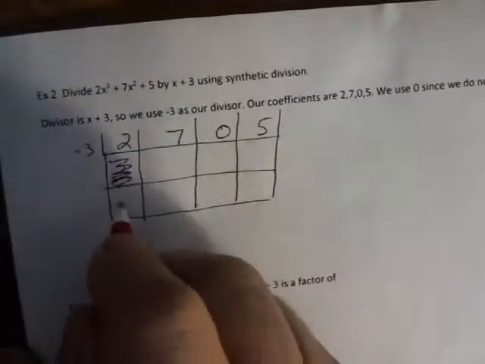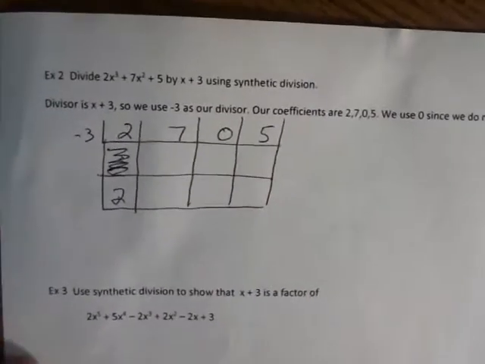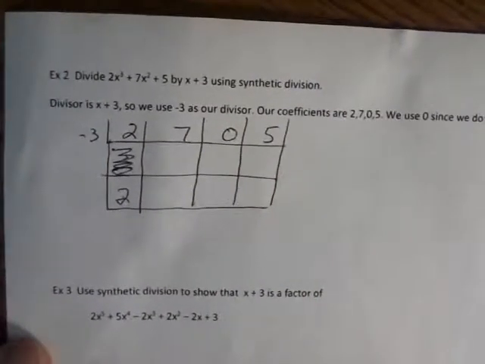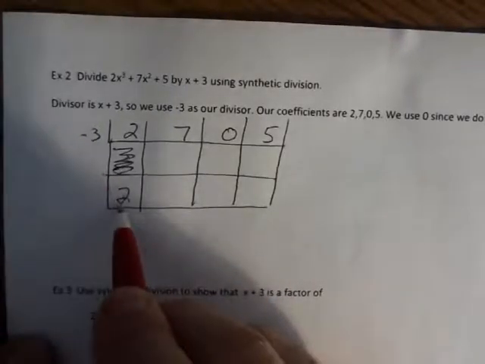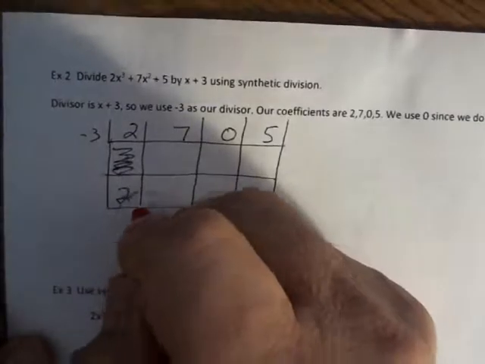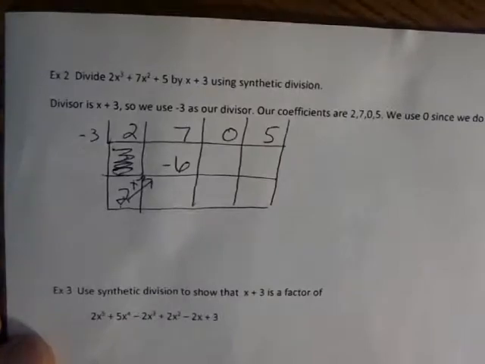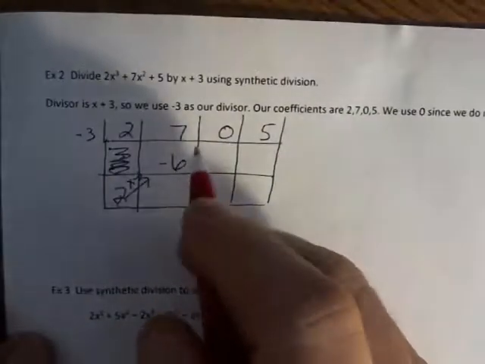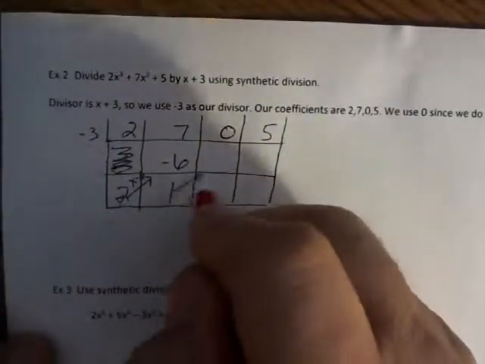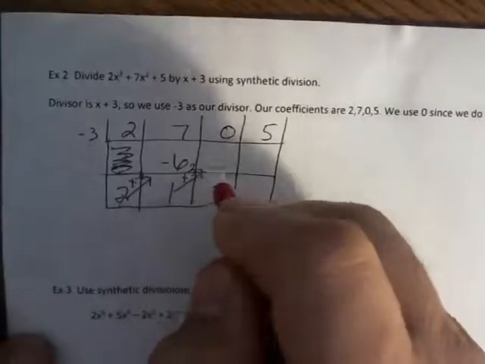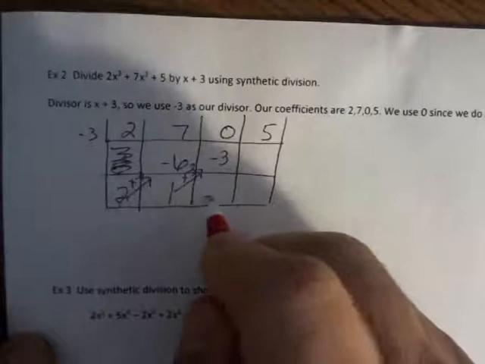Shade in that first box and bring down the 2 directly into the quotient row. Then I take negative 3 times 2 and put it up in here. So this is times negative 3, which gives me negative 6. Combine like terms, 7 minus 6 is 1. Repeat the process. Multiply that by negative 3 to get negative 3. 0 and negative 3 is negative 3.